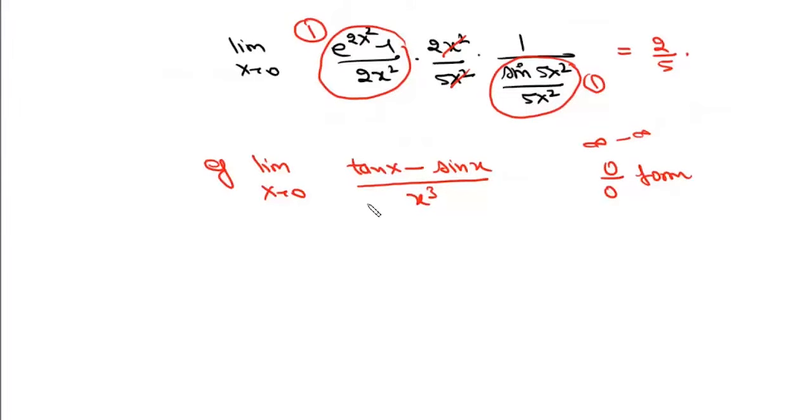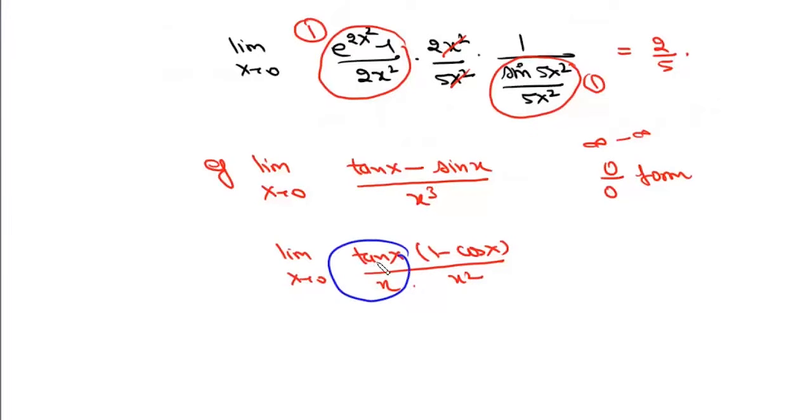So what I'll do is I'll take tan x common from this. So we'll write limit x tends to 0, and this is tan x, and if we take tan x common, then it will be 1 minus cos x upon x cube, and we are going to write this x cube as x into x square. Now this is standard limit 0 upon 0 form 1, and this is standard limit 0 upon 0 form 1 by 2. So the answer to this limit is simply 1 by 2.